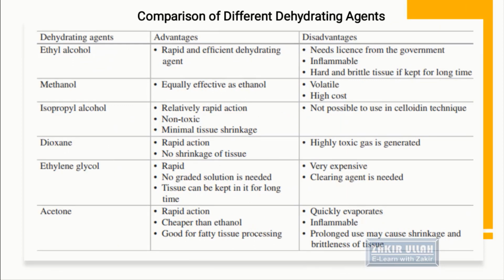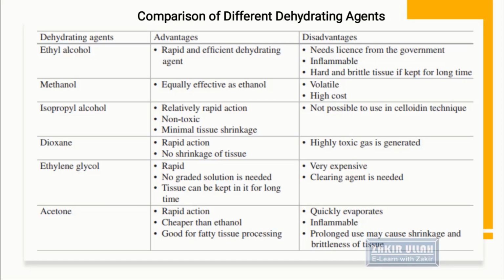This is the comparison of different dehydrating agents which are used for dehydration in tissue processing. This contains all the alcohol and the non-alcohol agents. Ethyl alcohol has the advantages that it is a very rapid action and efficient dehydrating agent. The disadvantage is that it needs a license from the government and it is inflammable. When it is kept for a long time, it makes the tissue very brittle and hard.